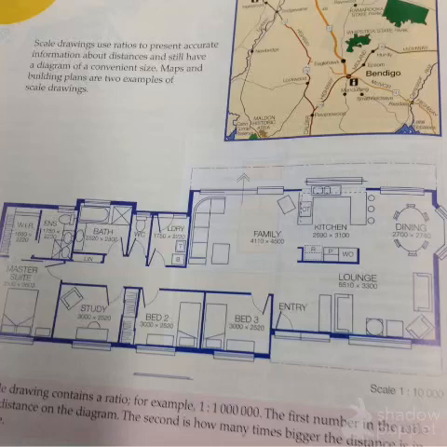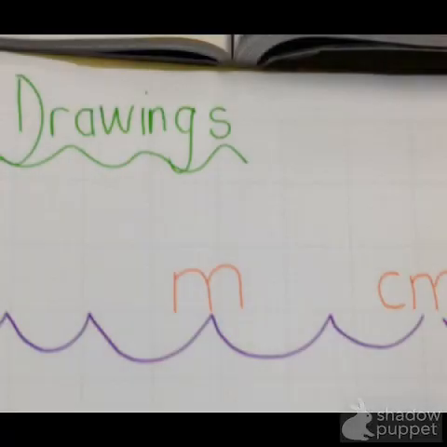Hello guys! Okay, so this section that we're doing now is with scale drawings, and things like that you see in architects, and you can see on this picture here, we're looking at ratio and scale drawings. Okay, so the first number in the ratio is the distance on the diagram, and the second is how many times bigger the distance is in real life. Okay, so let's have a look at our next page.